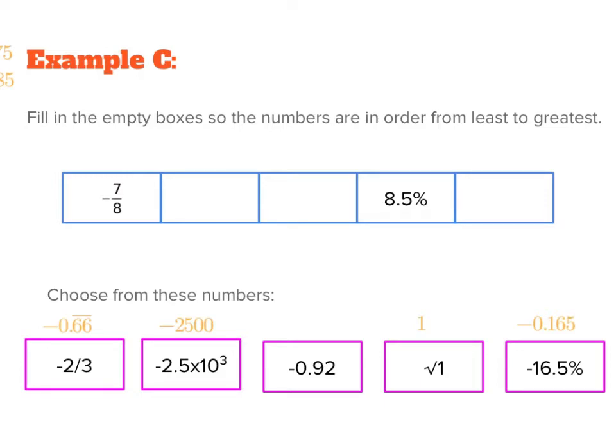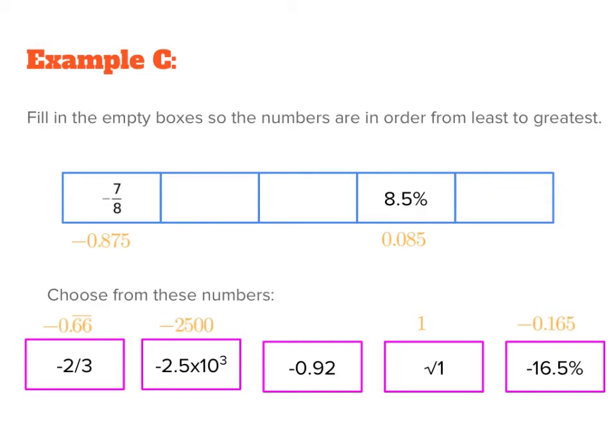So negative 7 divided by 8, I get negative 0.875. 8.5%, I can either divide by 100 or move my decimal a couple times. I'm going to move my decimal, and I get 0.085. So now I've got everything converted to decimals, so now I can figure out which things go in between.